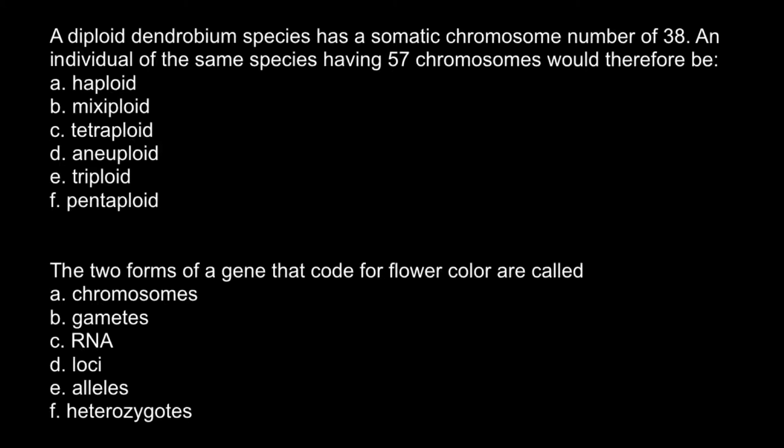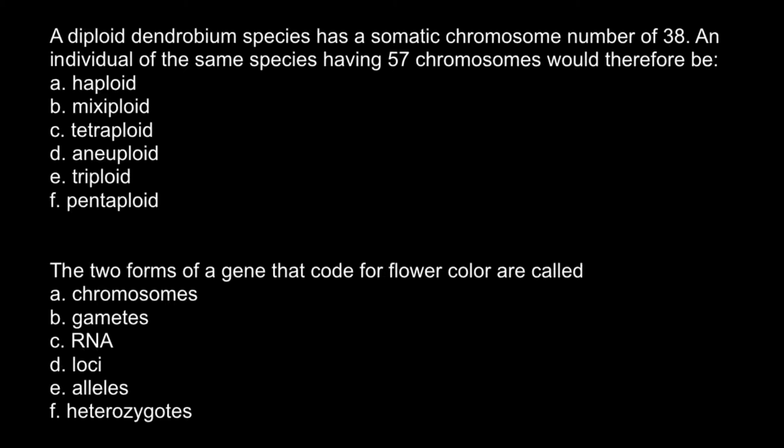A diploid Dendrobium species has a somatic chromosome number of 38. An individual of the same species having 57 chromosomes would therefore be, and here are the answers to choose from. In order to solve this problem, we have to pay attention to two things here.